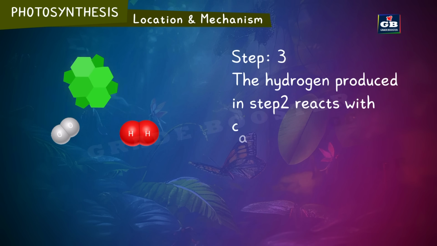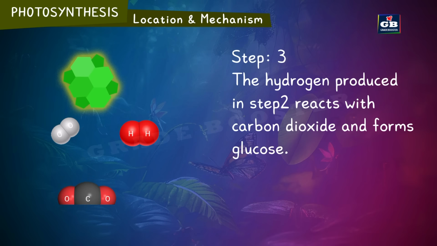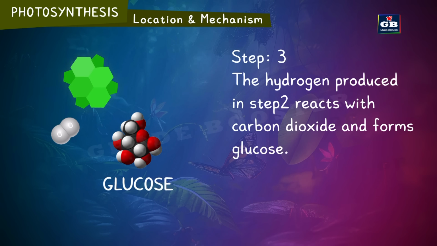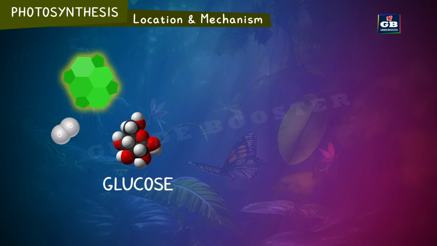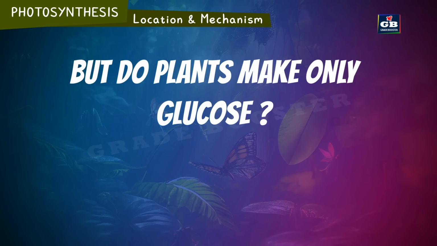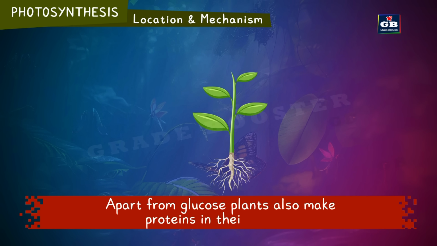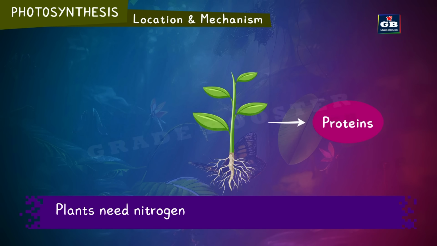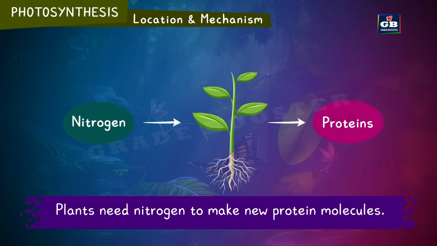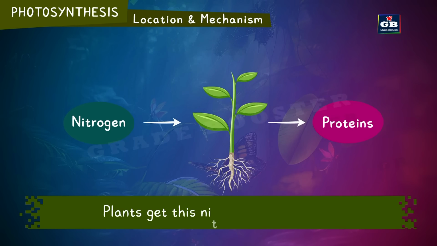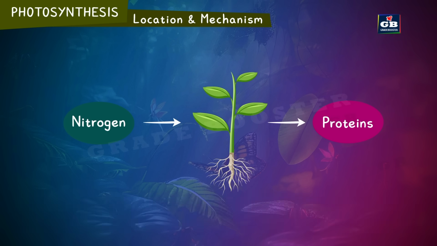Step 3. The hydrogen produced in step 2 reacts with carbon dioxide and forms glucose. This is how glucose is made by the plants. But do plants make only glucose in their bodies? No. Apart from glucose, plants also make proteins in their bodies. Plants need nitrogen to make new protein molecules. Plants get this nitrogen from the soil.